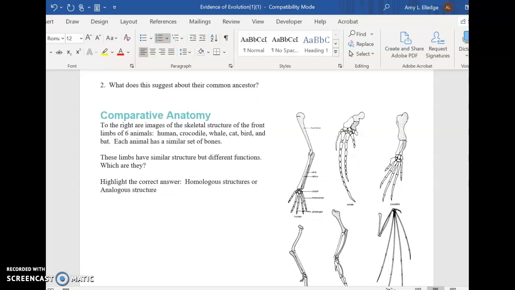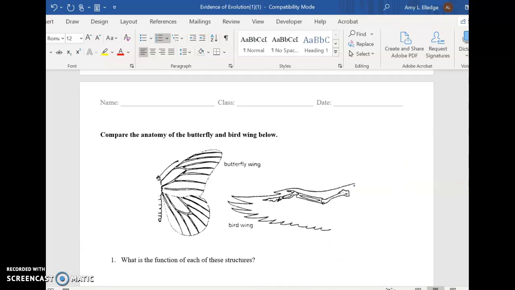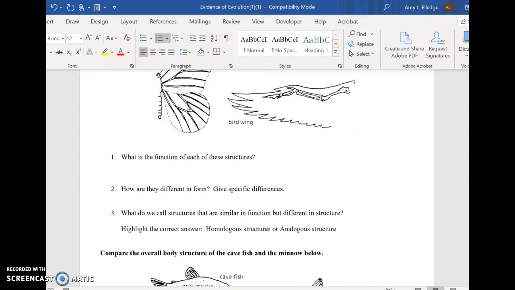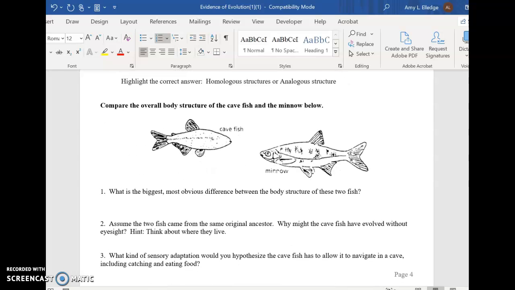All right, here we have some limbs that are all one bone, two bones, blobbies, phalanges. So these limbs have similar structure but different function. And so are they homologous or analogous? And these are also terms that are found in your notes. Down here, same kind of thing, looking at the bird wing versus a butterfly wing. What's going on with these and what are they called?